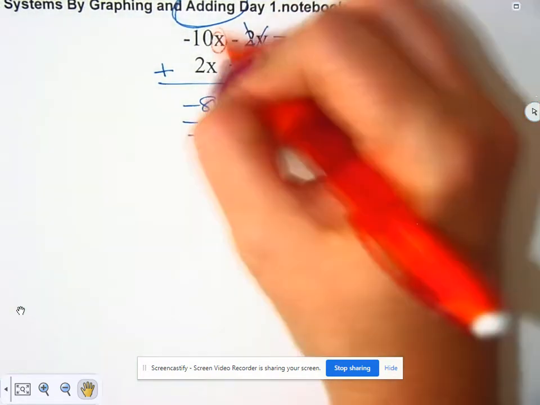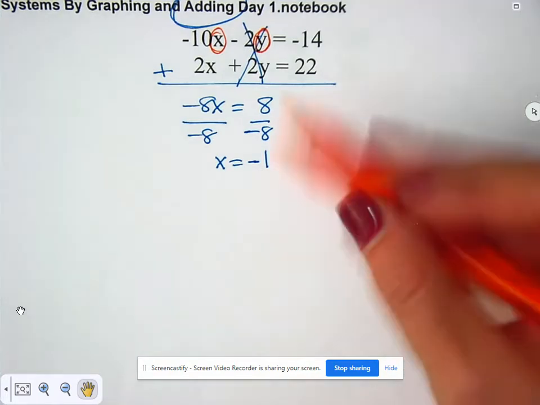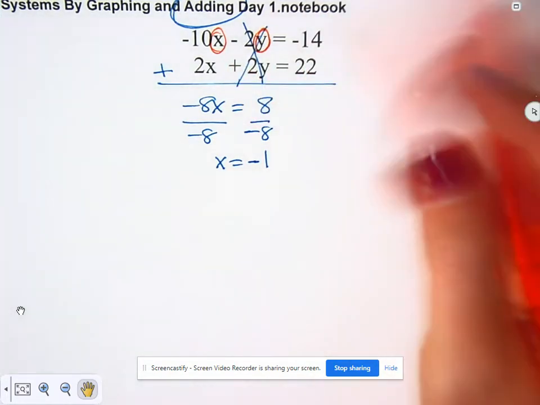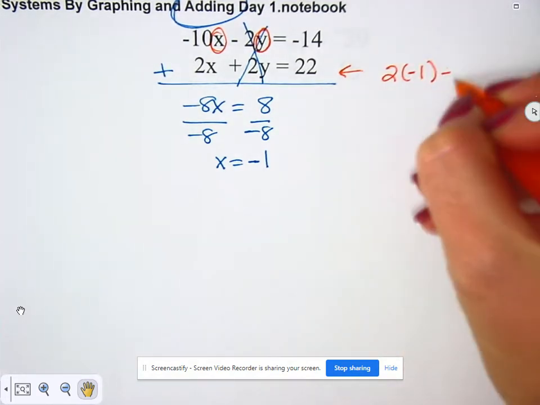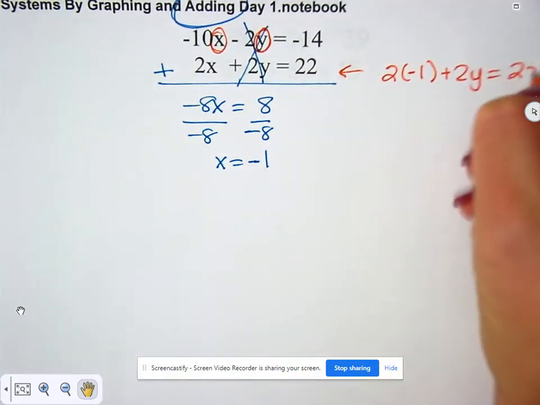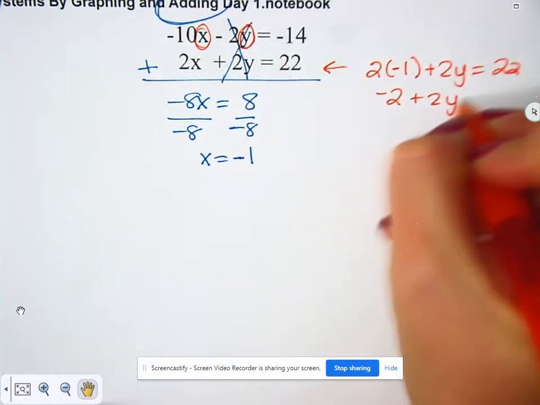But there are two variables in my problem, so I need to find my other variable. So I'm going to go back in here and plug negative 1 in for x. Now I'm going to choose the bottom equation just because it's smaller numbers. We talked about it doesn't matter which one you choose, but with smaller numbers, if I'm using mental math, it's just less likely for me to make a mistake.